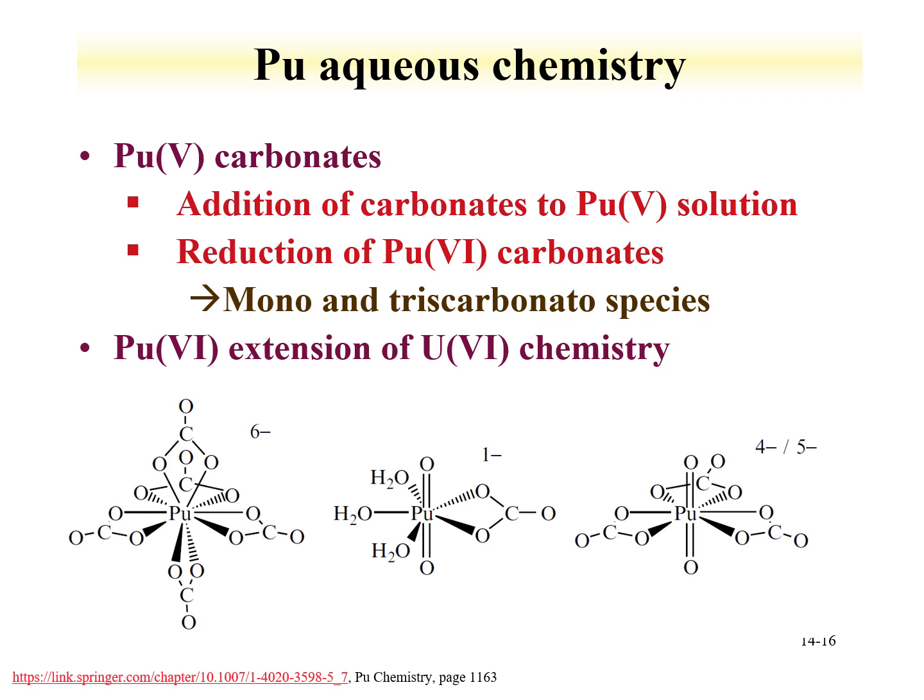Plutonium 5 carbonates can be formed by the addition of plutonium 5 to a carbonate solution or the reduction of plutonium 6. Often you'll get the mono and tris carbonato species, and plutonium 6 carbonates are really just an extension of the uranium 6 system. One of the differences being that the distances between the plutonium and the oxygen are a little bit smaller compared to the uranium system. This is due to the actinide contraction.